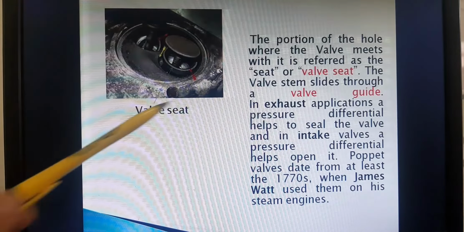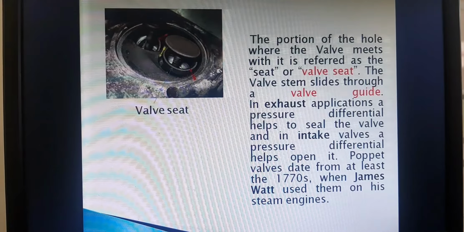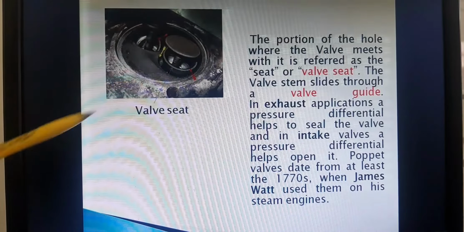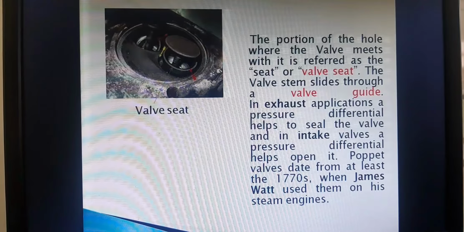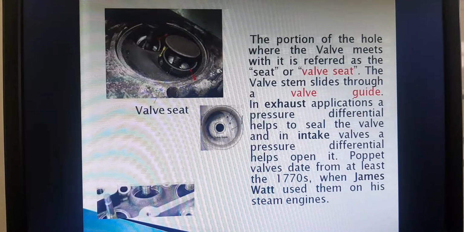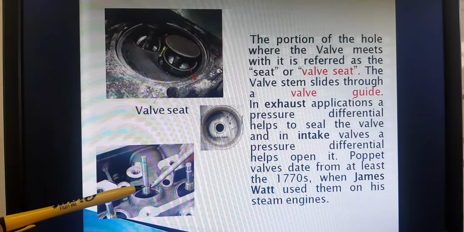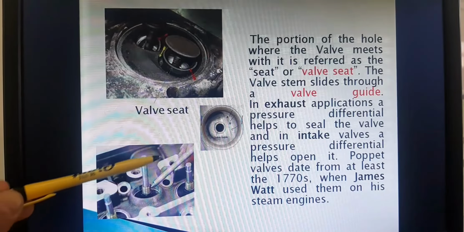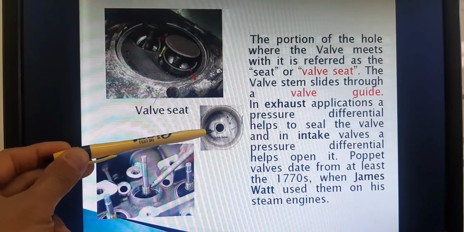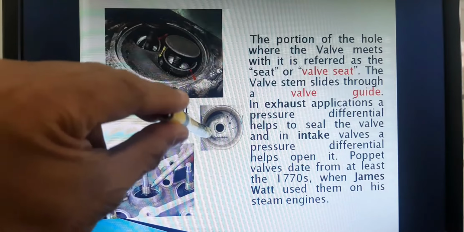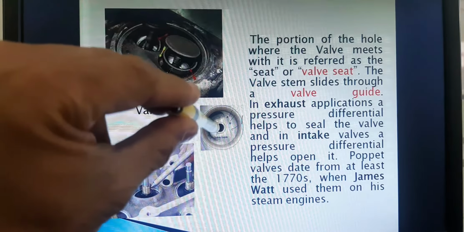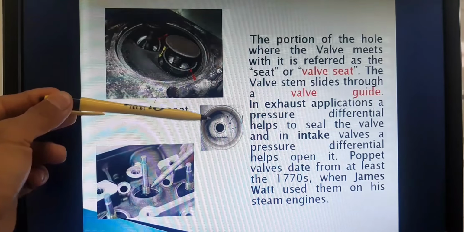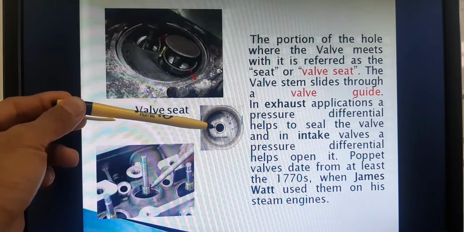The valve stem slides through a valve guide. Okay, so this is the valve stem. And where does it slide? It slides through a valve guide. So this is the valve guide. That's our stem. If we look at it from the top view, the valve slides up and down there in the valve guide. So we can see here the valve seat, and we can see the valve guide.